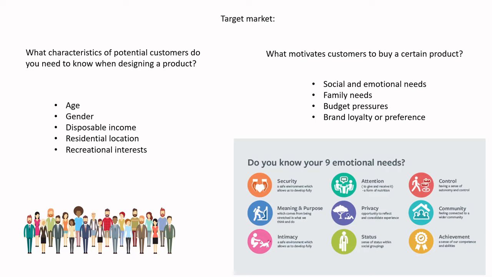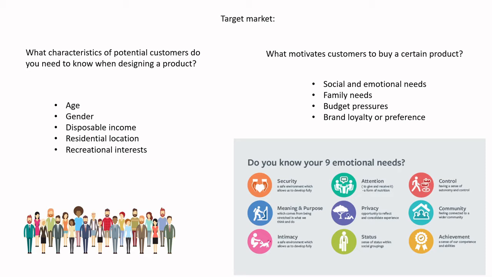That might be to do with age, gender, disposable income, which is different to your normal income, bear in mind. Disposable income is income you have after you've paid your bills, your mortgage, your rent, whatever it is. How much quote unquote spare money do you have at the end of it? Residential location, which does play quite a big part in it. There are different interests depending on where in the country you are, if you're in a coastal town, a city, rural towns, those types of things. And then your recreational interests, your hobbies. Those are the things that companies will need to consider when they're designing a product.